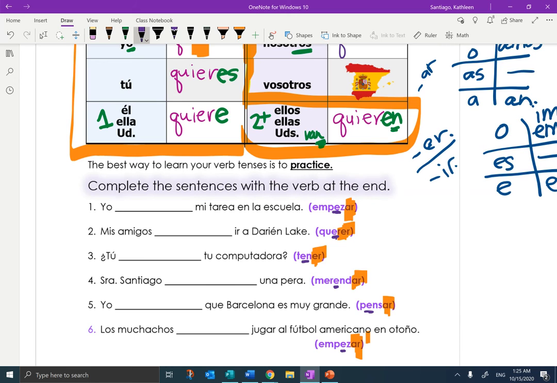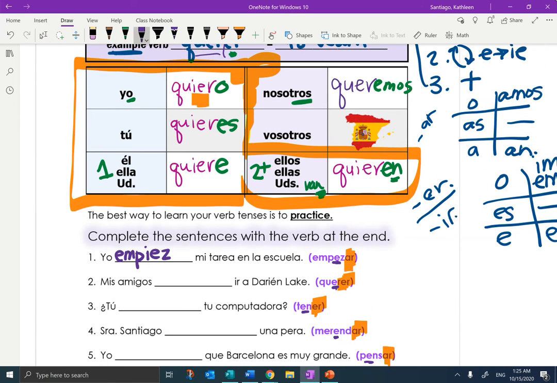Okay, so let's do this one. Yo, I'm going to do the EMP, and now I have to take that E and change it to an IE. Get the rest of it up to the top, and then when I add, I know from my chart that I'm adding back in an O. So it becomes yo empiezo mi tarea en la escuela. Well, empezar means to start. So what am I starting while at school? What is tarea? Hopefully you remember that from class. It's up on the bulletin board. So it says, I start my homework at school.